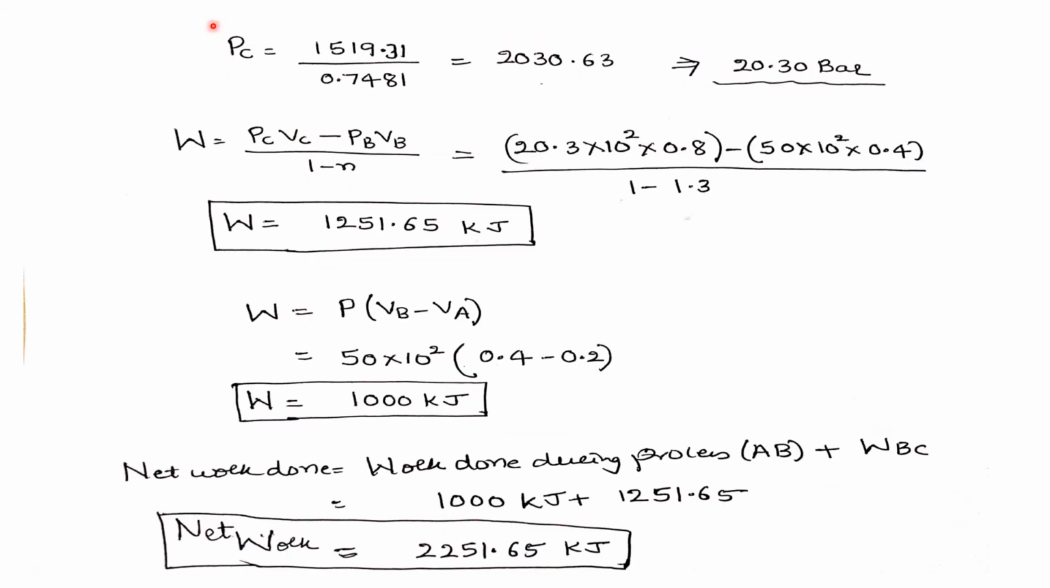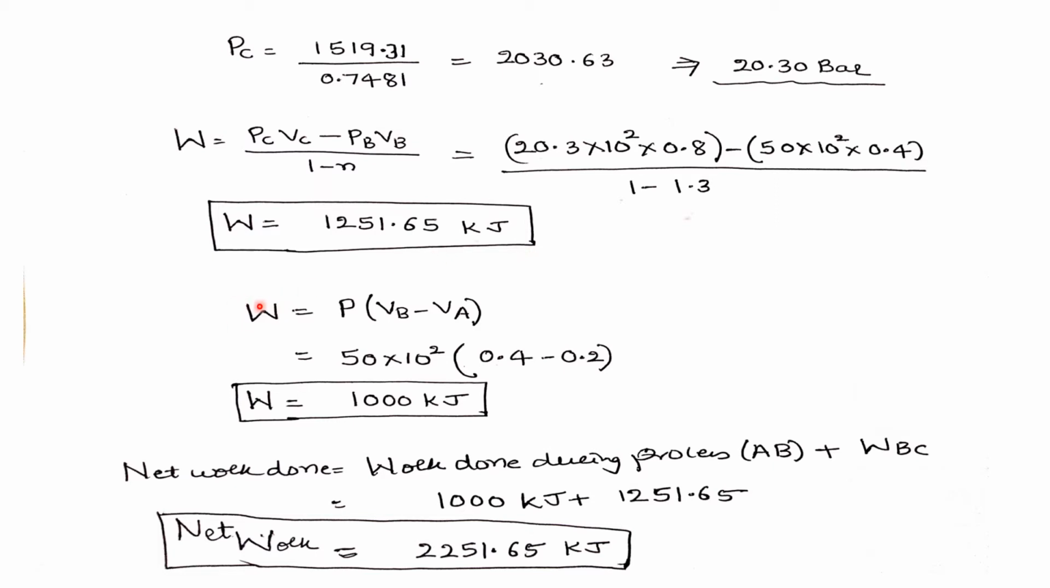Now work done. This we already calculated. Work done during polytropic process, this is the formula: (P_C V_C minus P_B V_B) divided by (1 minus n). So I have substituted in kilopascal here: 20.3 into 10^2 into 0.8, the volume at point C, minus 50 into 10^2, the pressure at point B, 50 bar, again converted into kilopascal, into 0.4, divided by 1 minus 1.3. So my work done during the polytropic process is 1251.65 kilojoules.